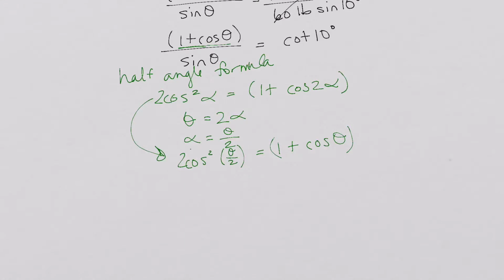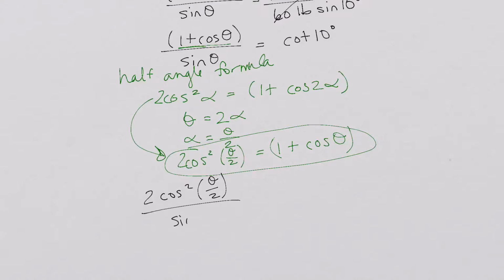So now let's go ahead and substitute this back into our equation. So we get, that 1 plus cosine theta, now we have that as 2 cosine squared theta over 2 divided by sine of theta, and that equals cotangent of 10 degrees. So that helps us and gets us closer. We still need to reduce it a little bit more.